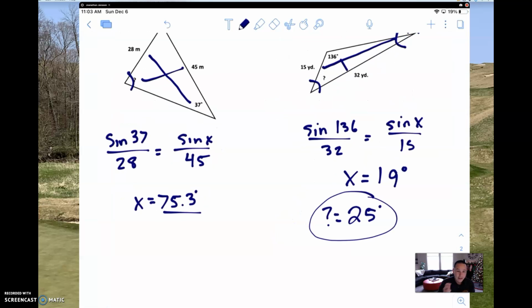But that's the process for using the law of sines to find both a side and an angle. So just make sure you use the pair to find some missing information in the other pair. And that's it.